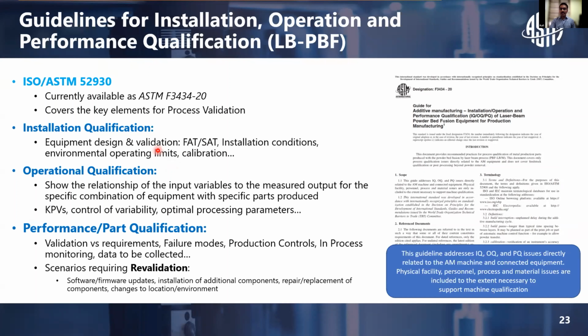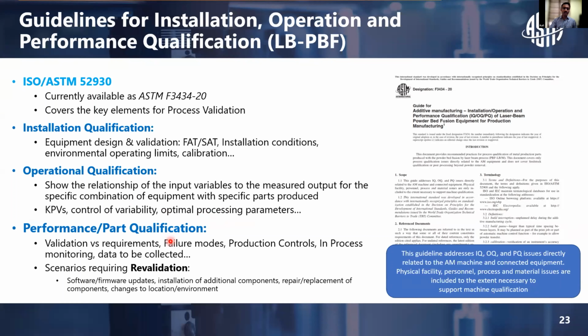When it comes to operation qualification, there you need to establish a relationship between your input variables with respect to the quality of your output, the quality of the output characteristics. There also you have to check for your key process variables. Then you have to have methods to see how to control variability. If there is a variation in your process variables, then you have to optimize the process parameters. So these are some of the activities that you need to perform in your operation qualification to make sure that the operation of the machine is qualified properly.